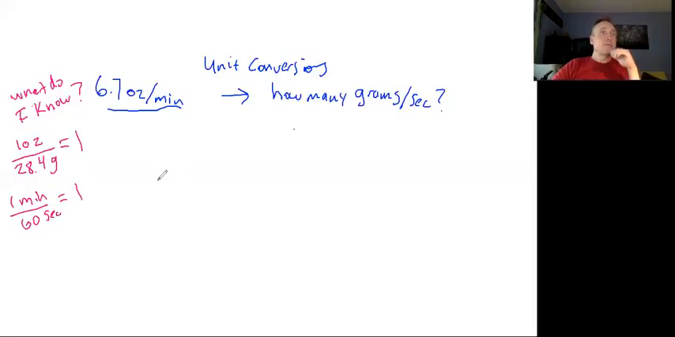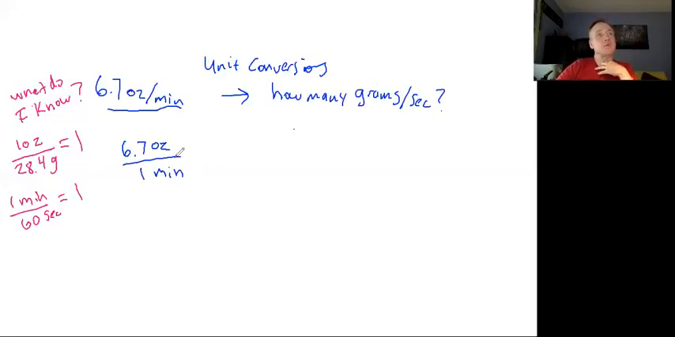So let's go back over. What we have to do is take our original value here, 6.7 ounces per minute. I'm going to write it this way: 6.7 ounces per 1 minute, all right? I'm going to write it out like that first.